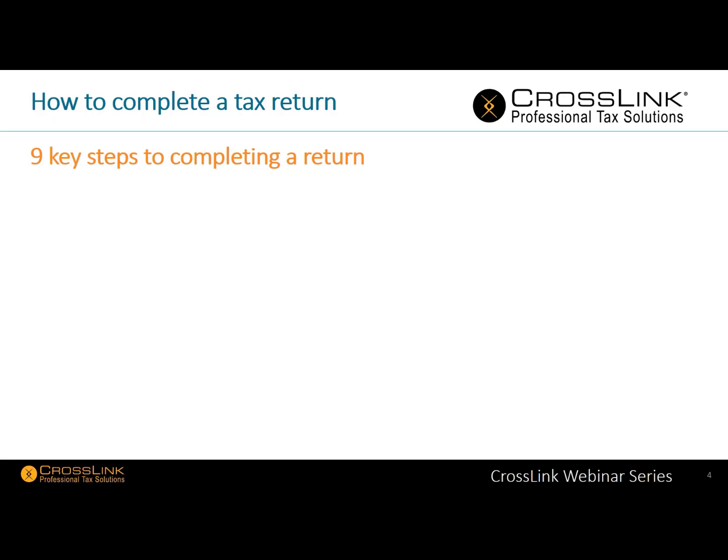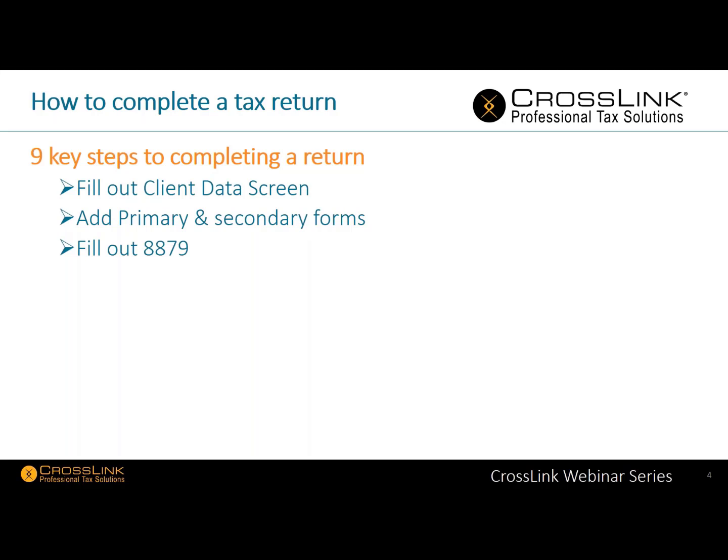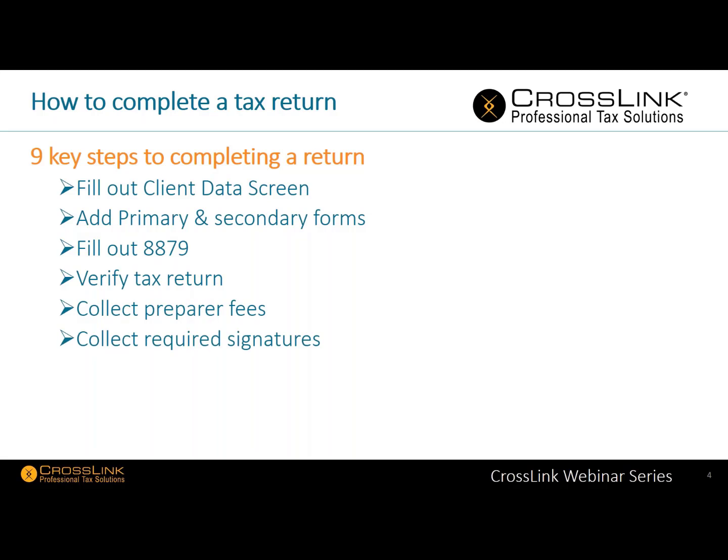So the 9 steps to completing a return. We filled out our client data screen. We added primary and secondary forms. We fill out the 8879. We verify tax return. That's our error diagnostic. So it's going to bring you through each of your errors and making sure you complete them in order to transmit. You want to make sure you're going on your invoice and collecting your preparer fees.